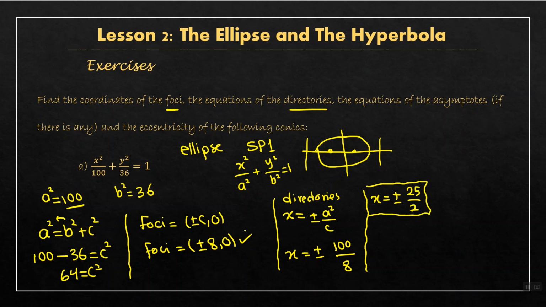Okay, so this is the focus, the directrices. The equation of the asymptotes: there are no asymptotes, and the reason is that this is an ellipse. So for asymptotes, there is no answer.